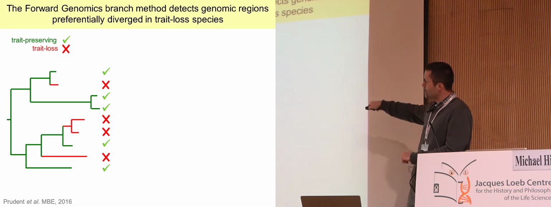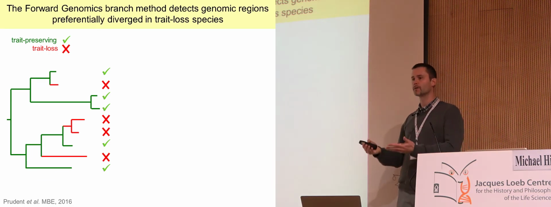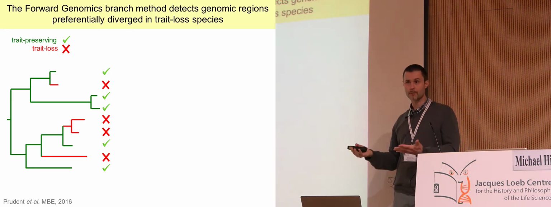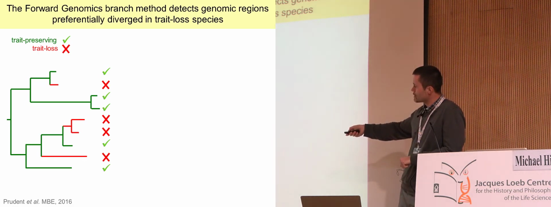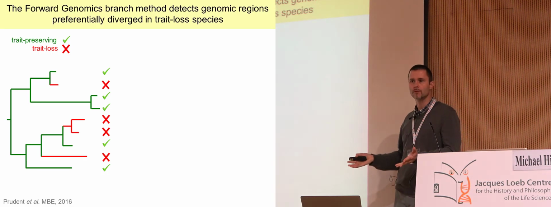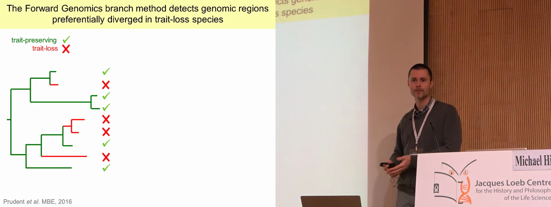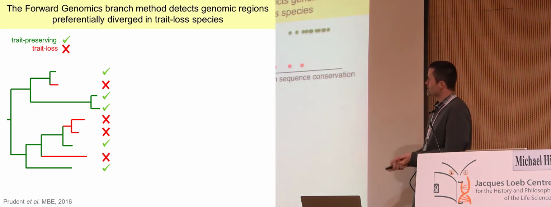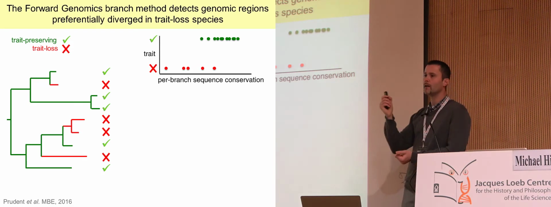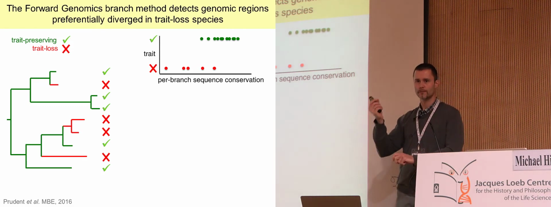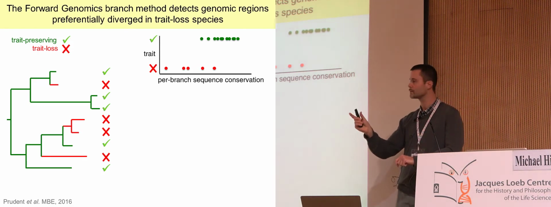And then we can classify those branches into two groups: the green ones here, along which we think the trait was preserved, and the red ones, where we think the trait was lost. You can use either parsimony or likelihood approaches to infer this. So now we have those two groups of branches, and for each branch we have a value that measures how much of the sequence of this particular genomic region is conserved.